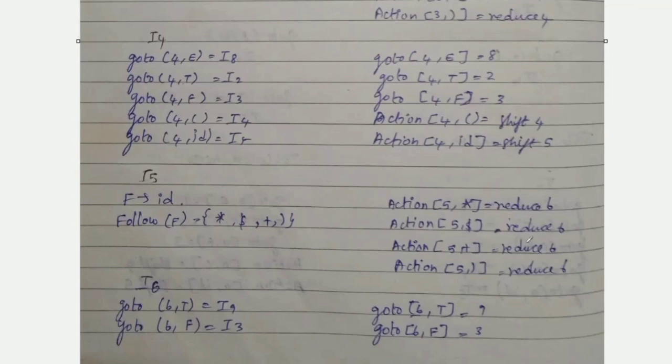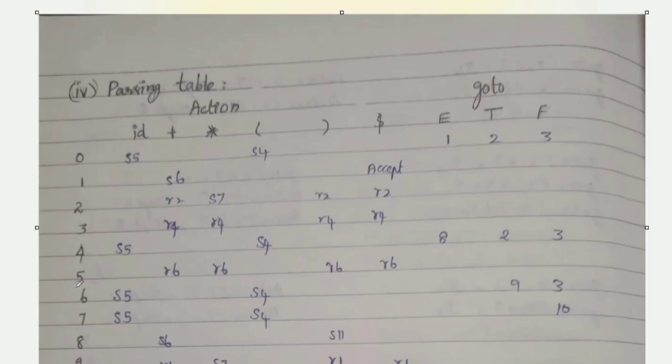Then consider it as reduce 6. Write table entries: action of item number 5, star, reduce 6; action $5 reduce 6; action 5 plus reduce 6; action 5 close bracket reduce 6. In the given parsing table, 5 plus, 5 star, 5 close bracket, $5 are going to be reduce 6.